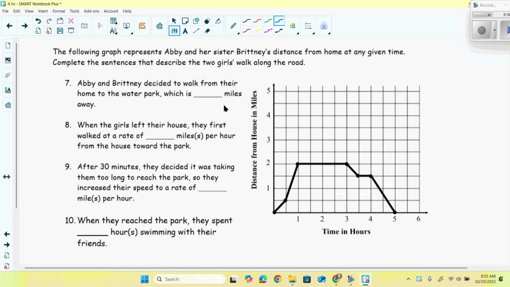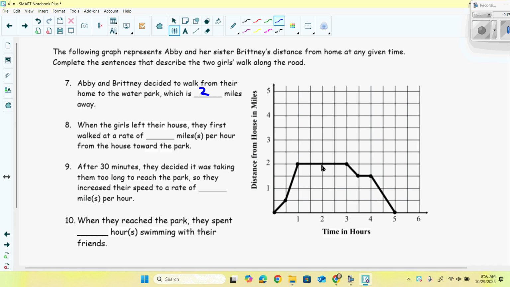All right. The following graph represents Abby and her sister Brittany's distance from home at any given time. So this is a pretty common theme here, it looks like. Looks like this person ends up 2 miles away from home and then comes back. Complete the sentence that describes the two girls' walk along the road. Abby and Brittany decided to walk from their home to the water park. So I'm going to assume the water park is 2 miles away, because that's the furthest they get.